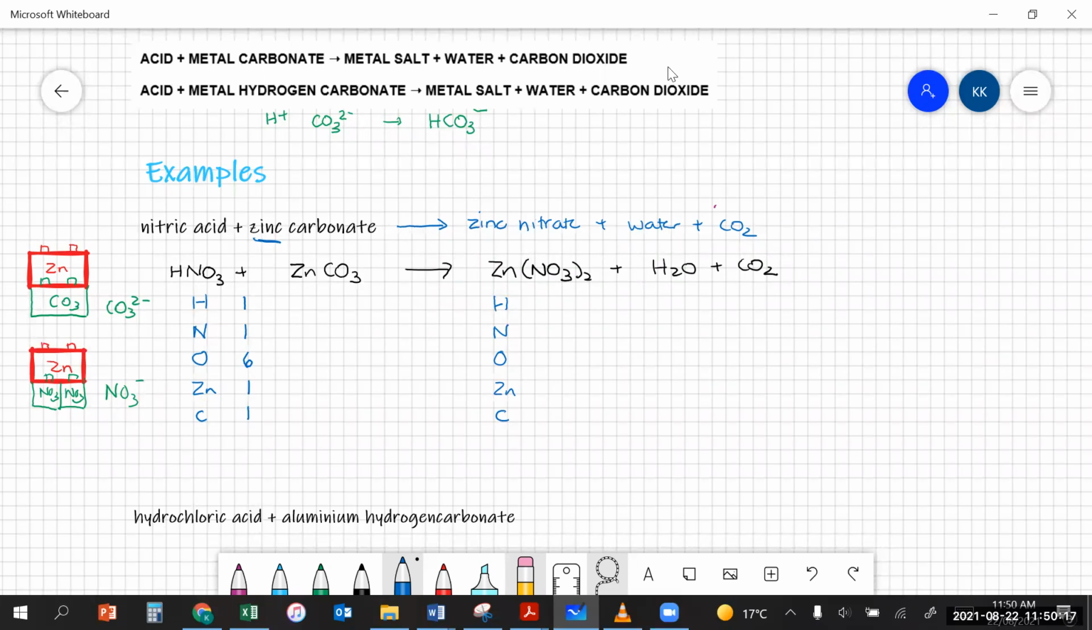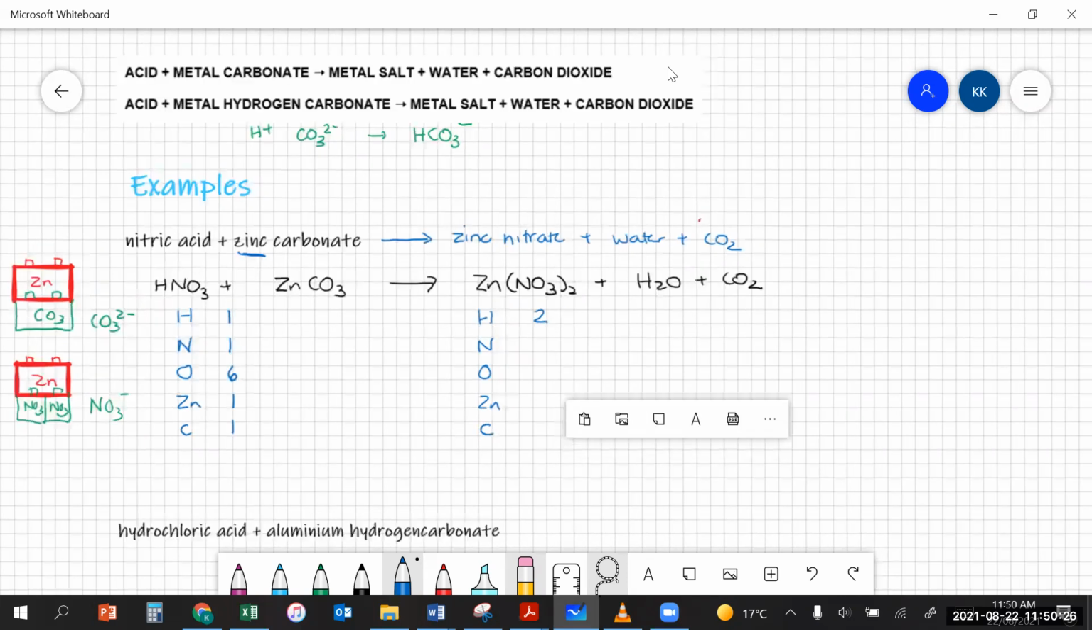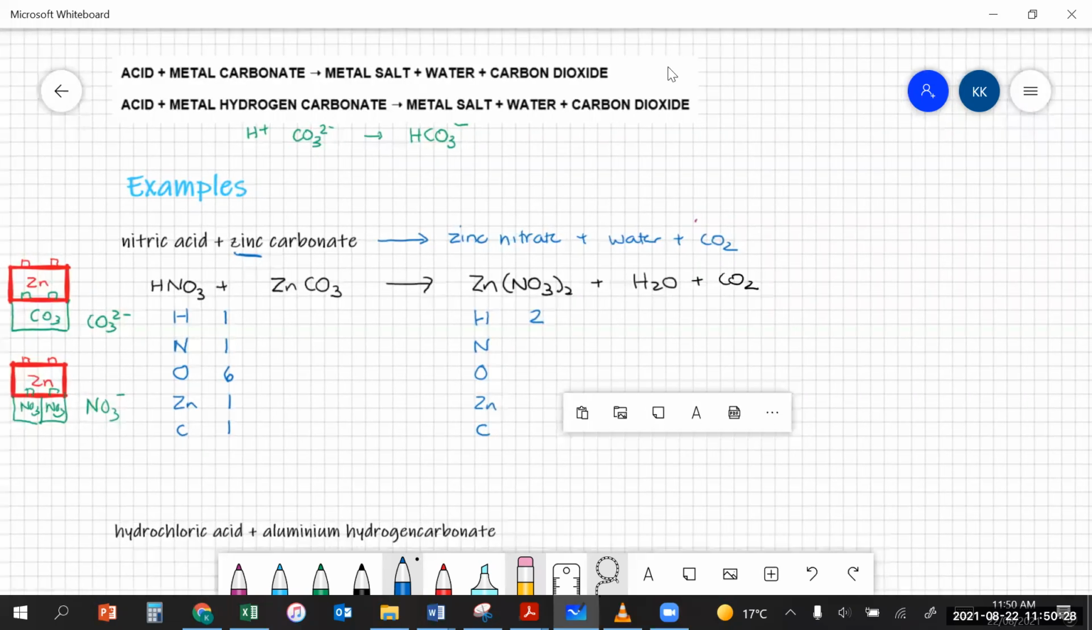On the right-hand side, let's tally our hydrogens. We have 2 in that water. We have 2 nitrogens in the zinc nitrate because we've taken the nitrate ion twice.